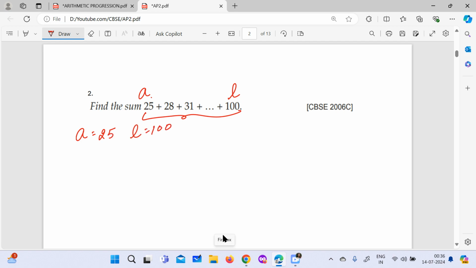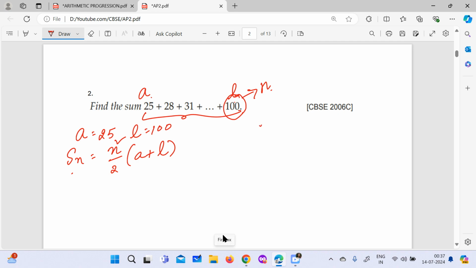Now we can use the rule Sn is equal to n over 2 times (a plus l). But to use this rule, we must know the value of n, which we don't know here. But we know the first term and last term. So how can we find the value of n here? To find the number of terms, we can use our last term, this one. So we look for the position of this term, like the n value of this term.